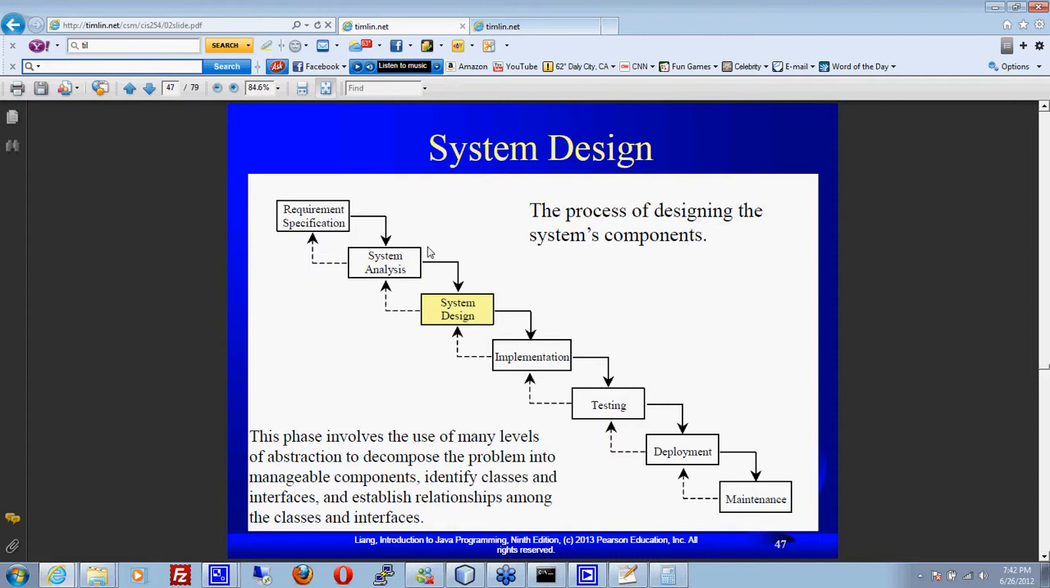Design. This phase involves the use of many levels of abstraction, decompose the problem into manageable components, identify classes and interfaces, and establish relationships among classes and interfaces. That's a very object-oriented definition. They don't talk about the database design at all, which if you're doing software, you can have that. They don't talk about the user interface. Design is actually more complicated than that, because there are different types of design, and there's a database design and the workflow analysis, but they're talking about Java, which is an object-oriented language, so I guess that makes sense.